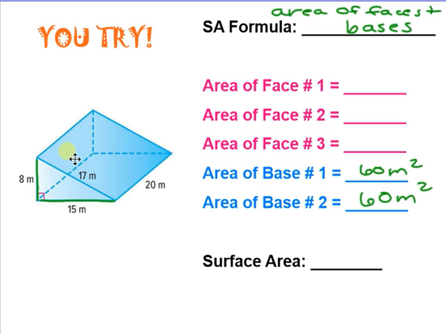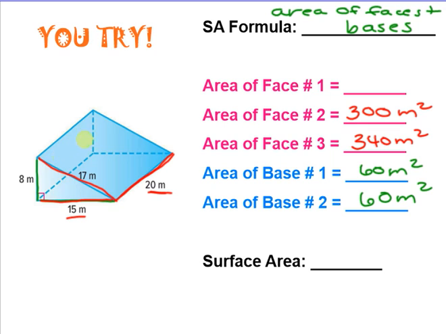Now I'm going to work on my rectangular faces. So I'm going to start with the one that's slanted downward here. So this has a side of 17 meters, and it has another side of 20. So 17 times 20 is going to be 340 meters squared. Now I'm going to work on the bottom, the one that it's sitting on. So this right here again is 20, and then the side is going to be 15. So 20 times 15 is 300 meters squared.